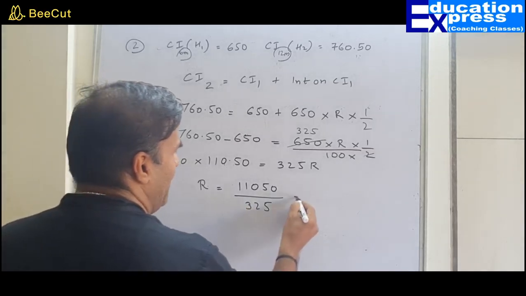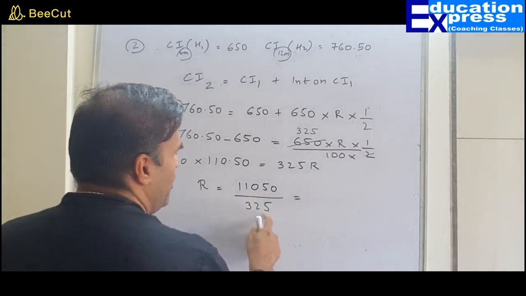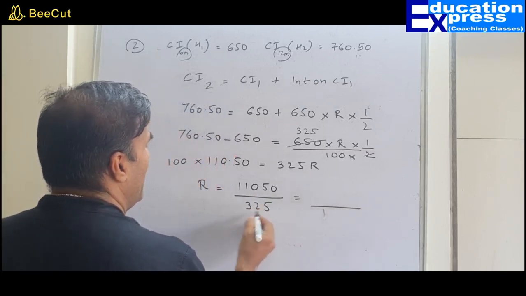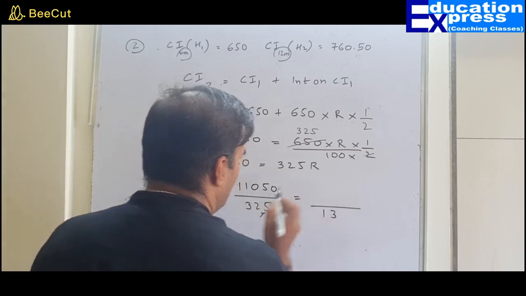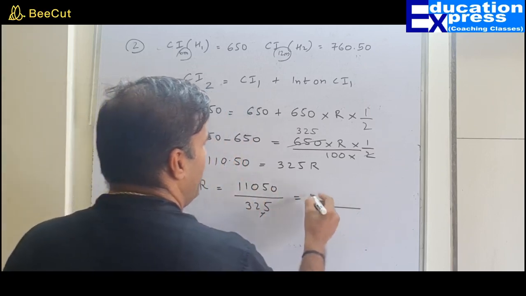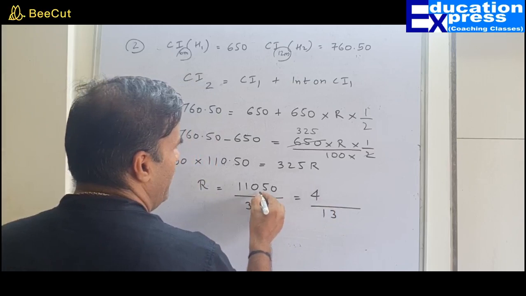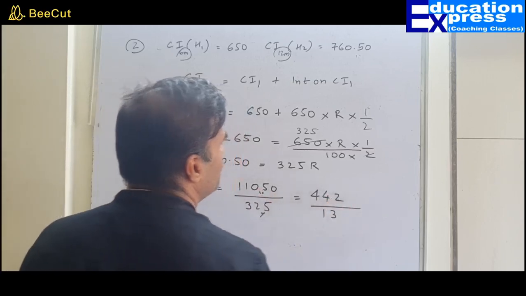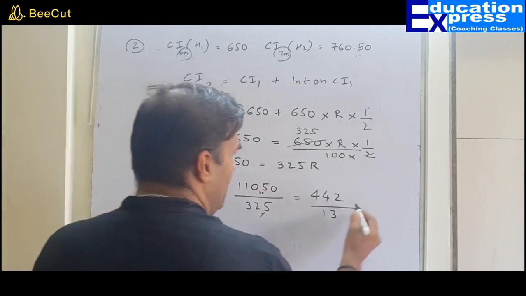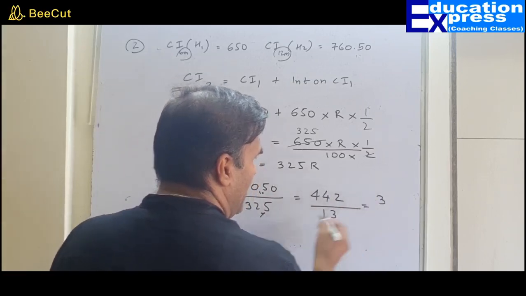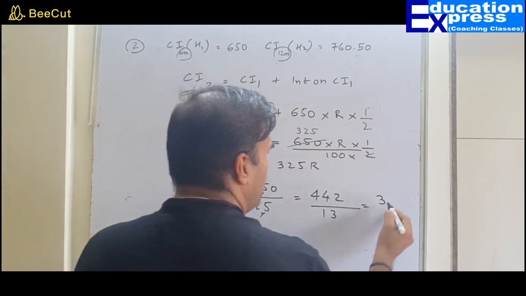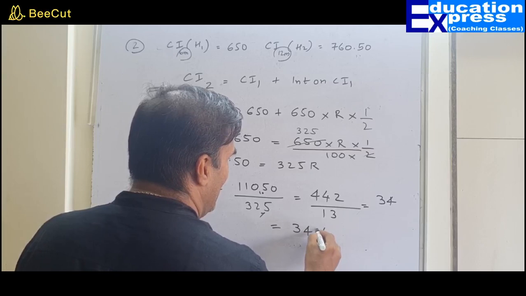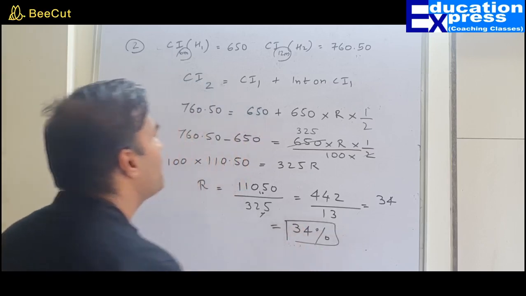So can we divide by 25? Yes, sir. 25 ones are 25, 25 sevens are 175, and 3s are. What about this, sir? 25 fours are 100. We are left with 10. 25 fours are 100. We are left with 5 and 2. So 442 upon 13. 13 threes are 39. We are left with 52 and 4s are. So finally my answer is rate is 34%.